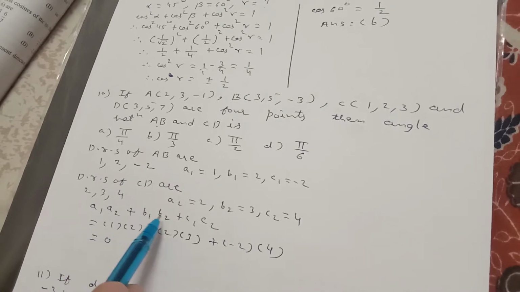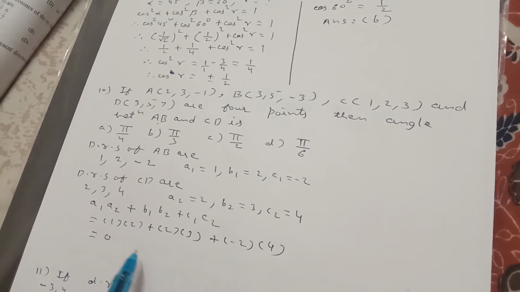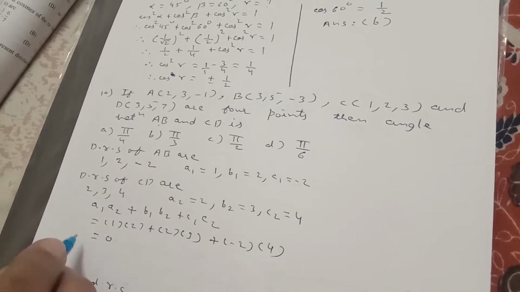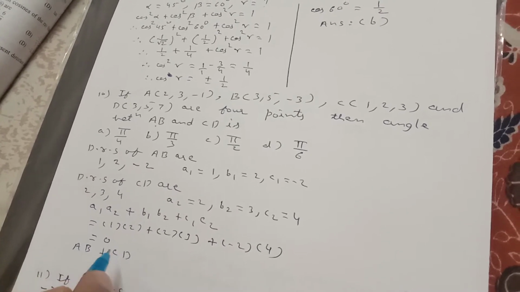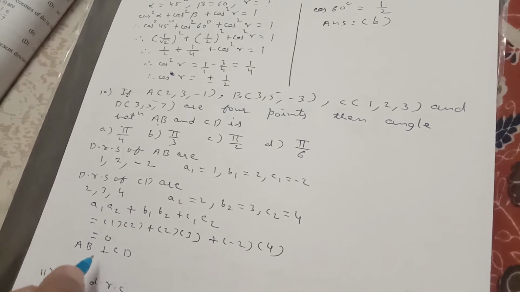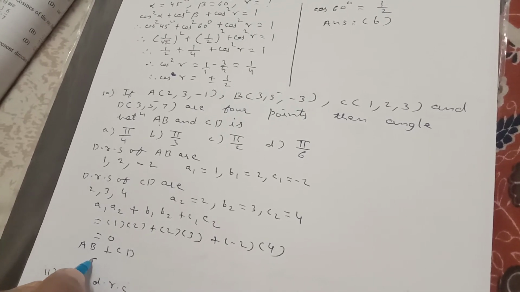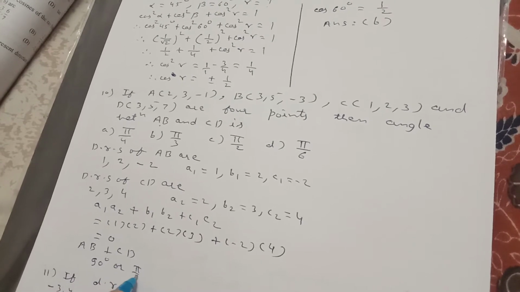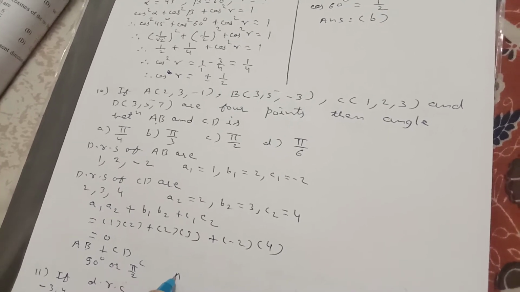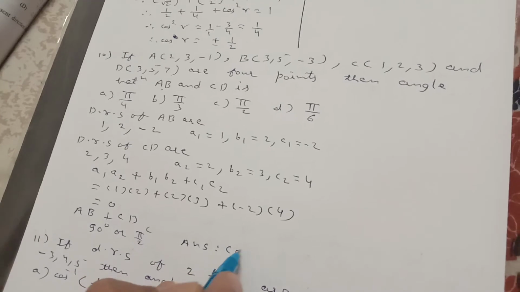Sum of product of direction ratios is equal to 0. It means that AB is perpendicular to CD. And as AB is perpendicular to CD, the angle between them is 90 degree or pi by 2 radians. So here the answer is option C.